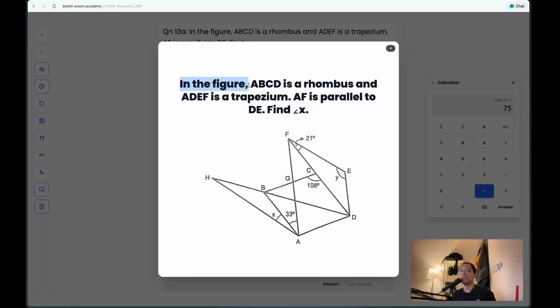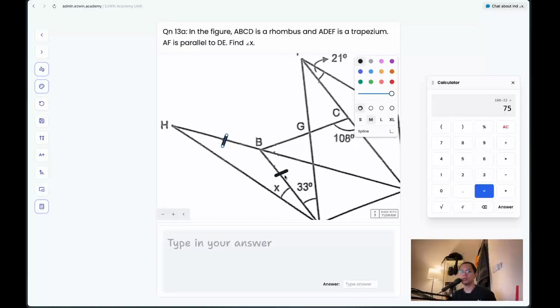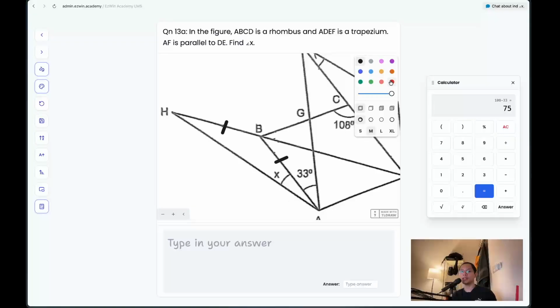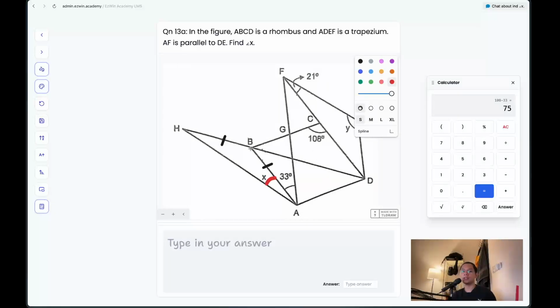Question 13a. In the figure, ABCD is a rhombus and ADF is a trapezium. AF is parallel to DE. Find angle X. One thing that the image did not show is these equal lines over here, HB is equal to BA. So if we want to find angle X in red, first we want to highlight the rhombus, which is ABCD. So we know that this is a rhombus, and we know that this is angle X. So that means this part is also X as well.